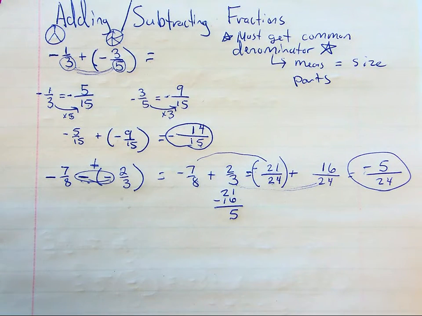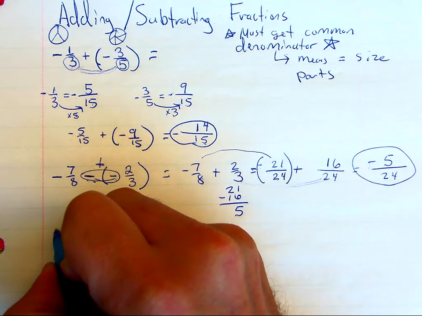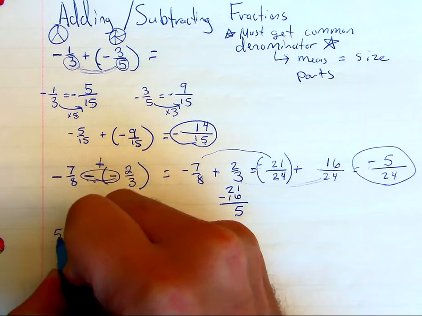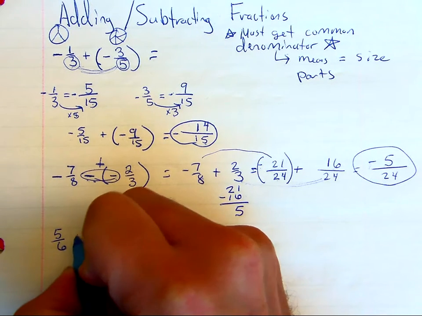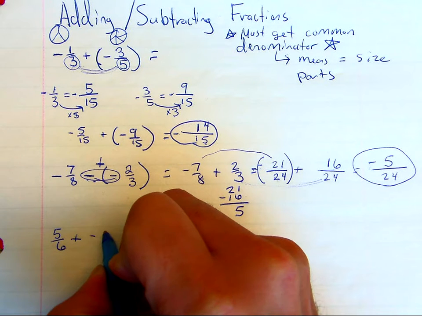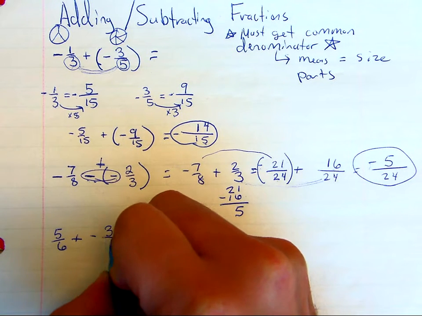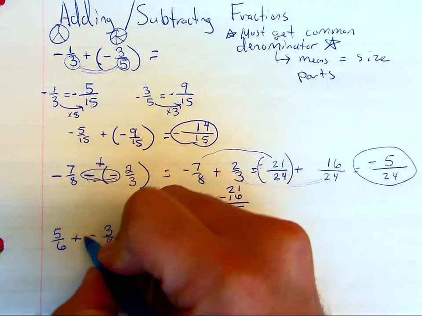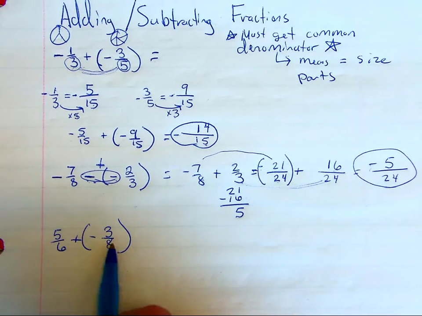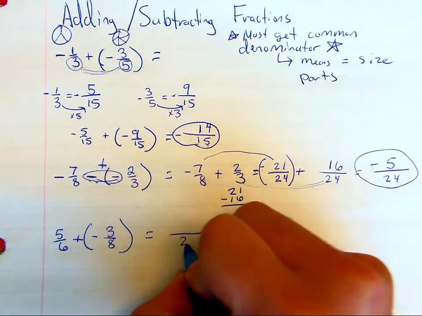We'll do one last example. Let's say I had 5/6 plus a negative, I don't know, let's go 3/8. So again, we have a positive and a negative, meaning we're ultimately going to subtract. With 6 and 8, a common denominator could be 24.